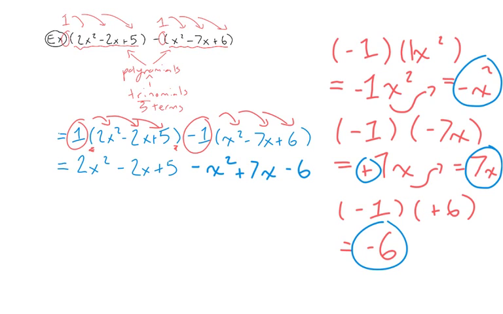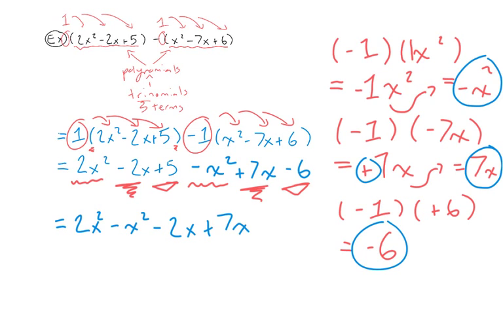At this point, we're going to collect like terms. But before we do that, we have to identify like terms. 2x² and −x² are like terms. −2x and +7x are like terms. +5 and −6 are also like terms. Let's take the like terms and put them closer together. So the 2x² is going to be beside the −x². −2x is going to be beside +7x. And the +5 is going to be beside the −6.